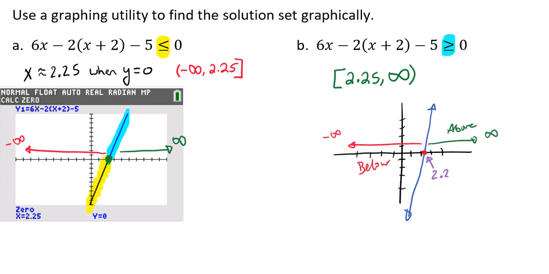right there as 2.25. Now if you were to solve this algebraically, you wouldn't get a 2.25. Instead you would get 9/4. And so that would also be an acceptable answer if you converted it to a fraction as well. And so that's how you use a graphing utility to find the solution set graphically.